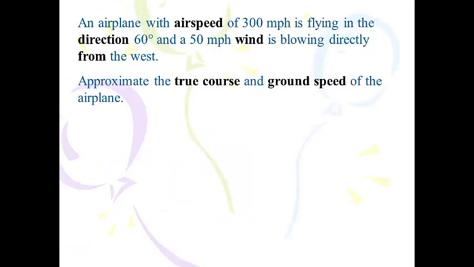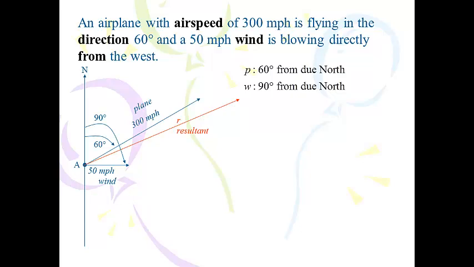So this problem should look familiar. Airplane with an airspeed of 300 miles an hour is flying in the direction of 60 degrees, and we have a 50-mile-an-hour wind blowing directly from the west, and we're going to approximate the true course and ground speed of the airplane. So let's sketch it out, and again these angles are coming from due north, so the plane is the blue line there, and it's got 60 degrees due north.